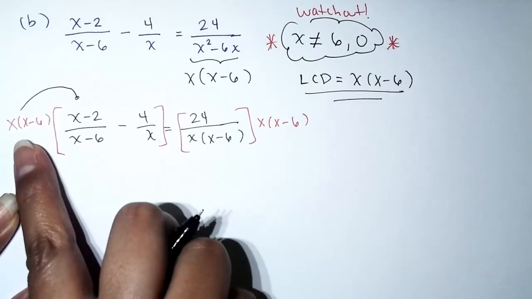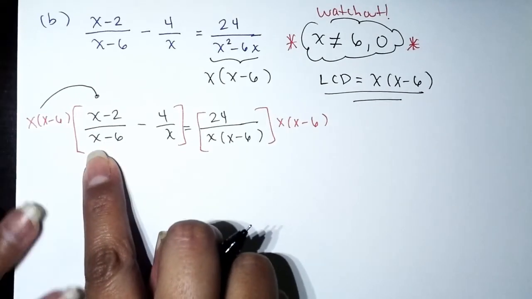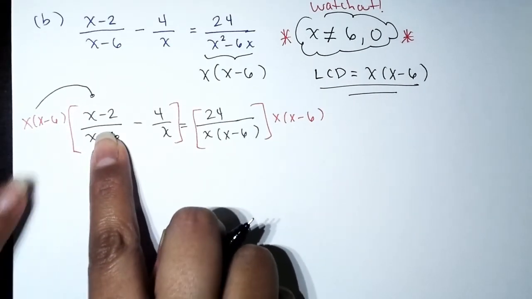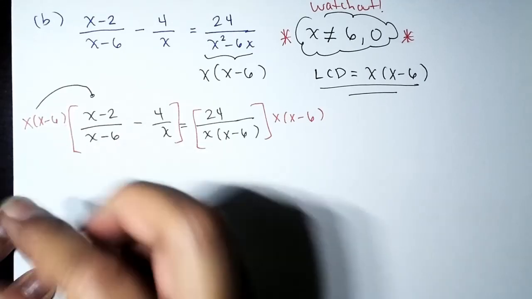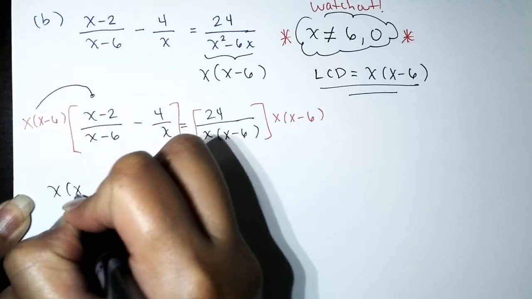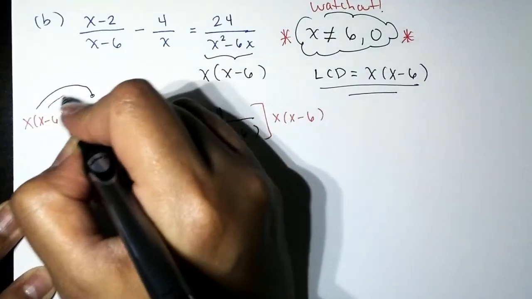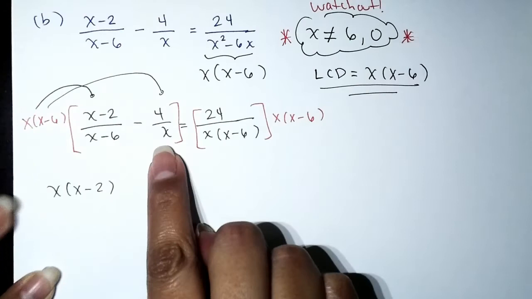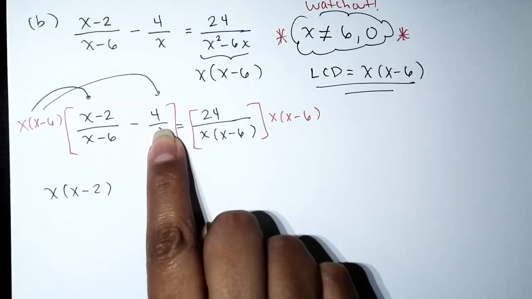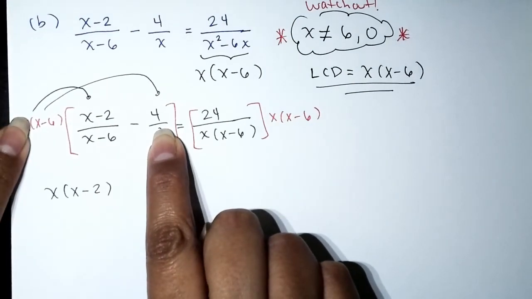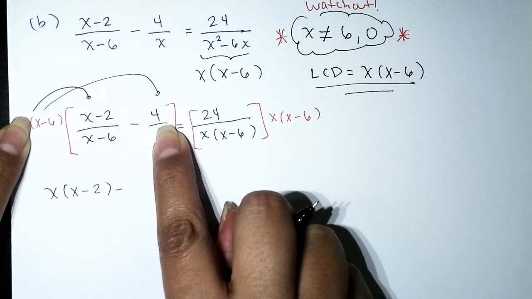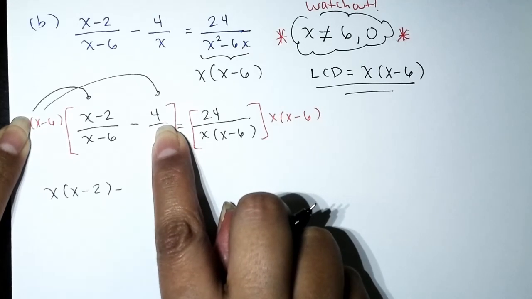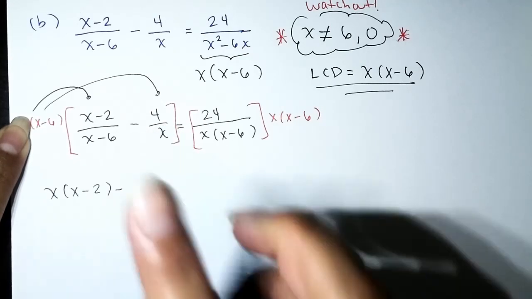Now, common denominator times the first rational expression, the x minus 6 is supposed to cancel, and that will leave you with x times x minus 2. LCD times the next rational expression, the x is supposed to cancel, and that will leave you with x minus 6 times 4. Well, let's drop down that negative. So that will leave us with minus x minus 6 times 4. But to make it aesthetically pleasing, we'll put the 4 and then the x minus 6.